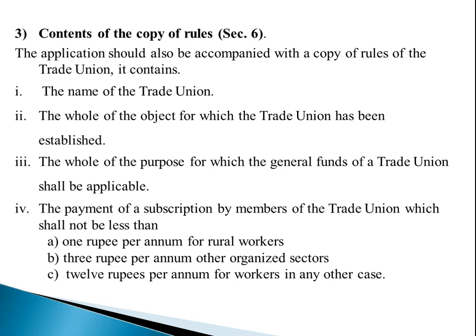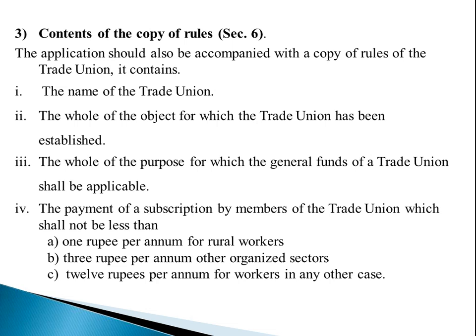That is, what is the purpose of the trade union, and what objectives, or what is the purpose of establishing that trade union, has to be given. In that category, these things have been mentioned: the name of the trade union, and the whole of the object for which the trade union has been established. That is, the reason behind the formation of the trade union has to be given as the object, and the whole of the purpose for which the general funds of a trade union shall be applicable.